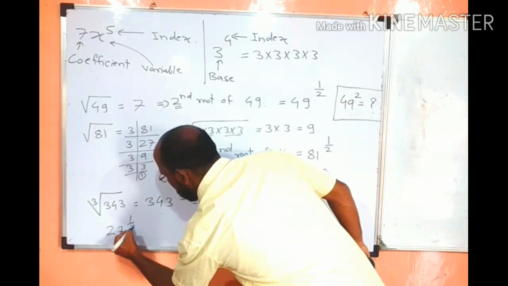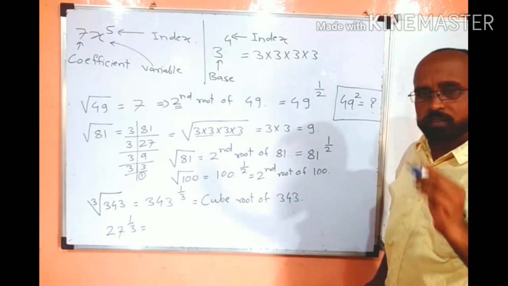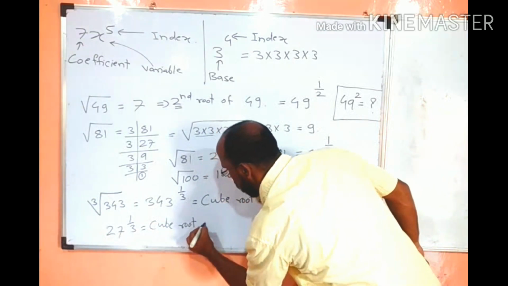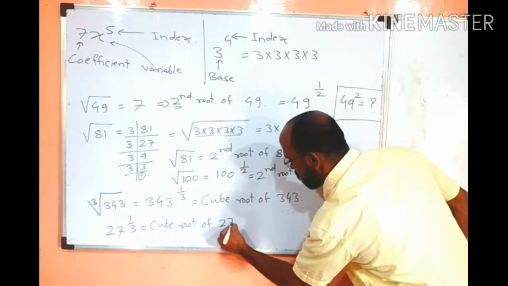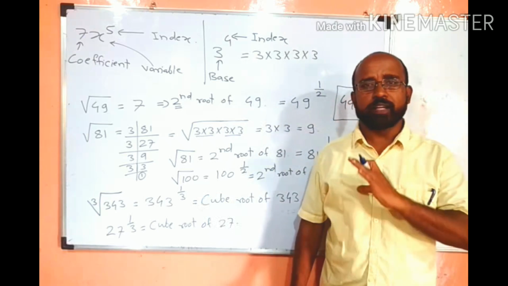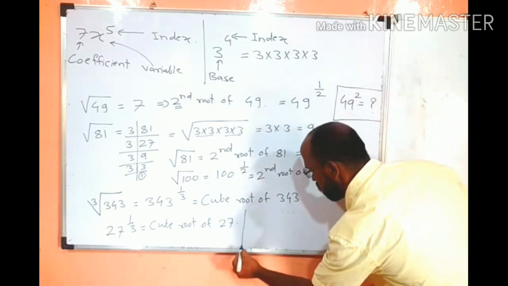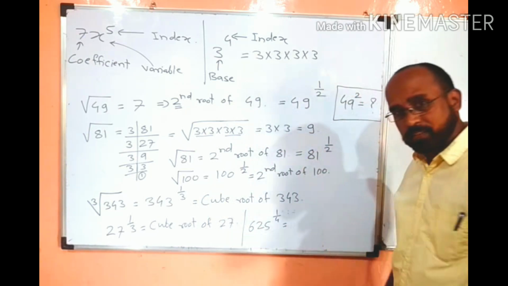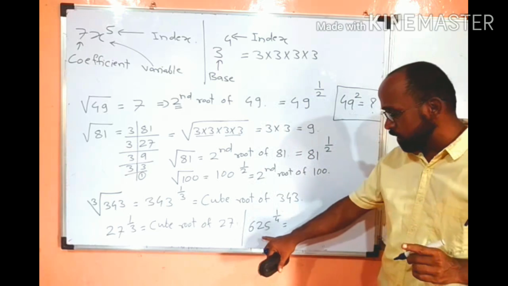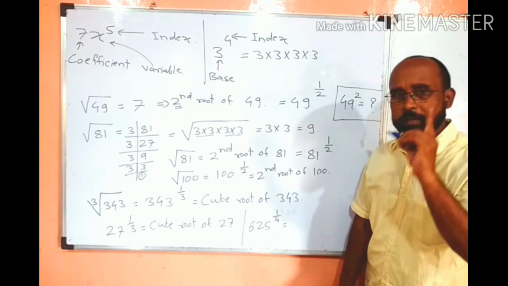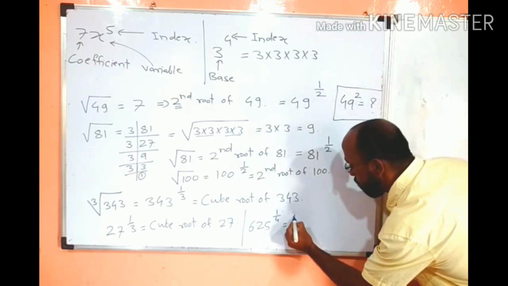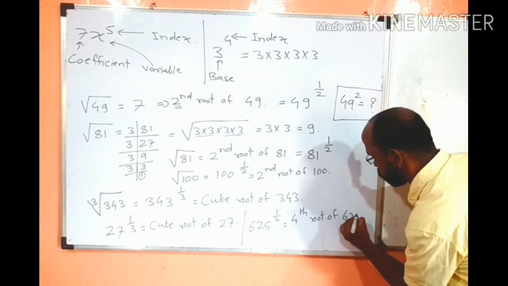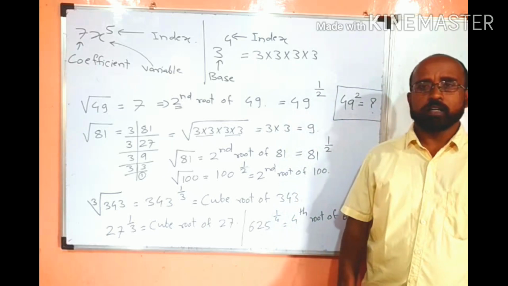27 raised to 1 upon 3 means what? It is nothing but cube root of 27. And we can write various such roots. For example, 625 raised to 1 upon 4 means, what will be the meaning of 625 raised to 1 upon 4? The meaning is fourth root of 625. Clear students?